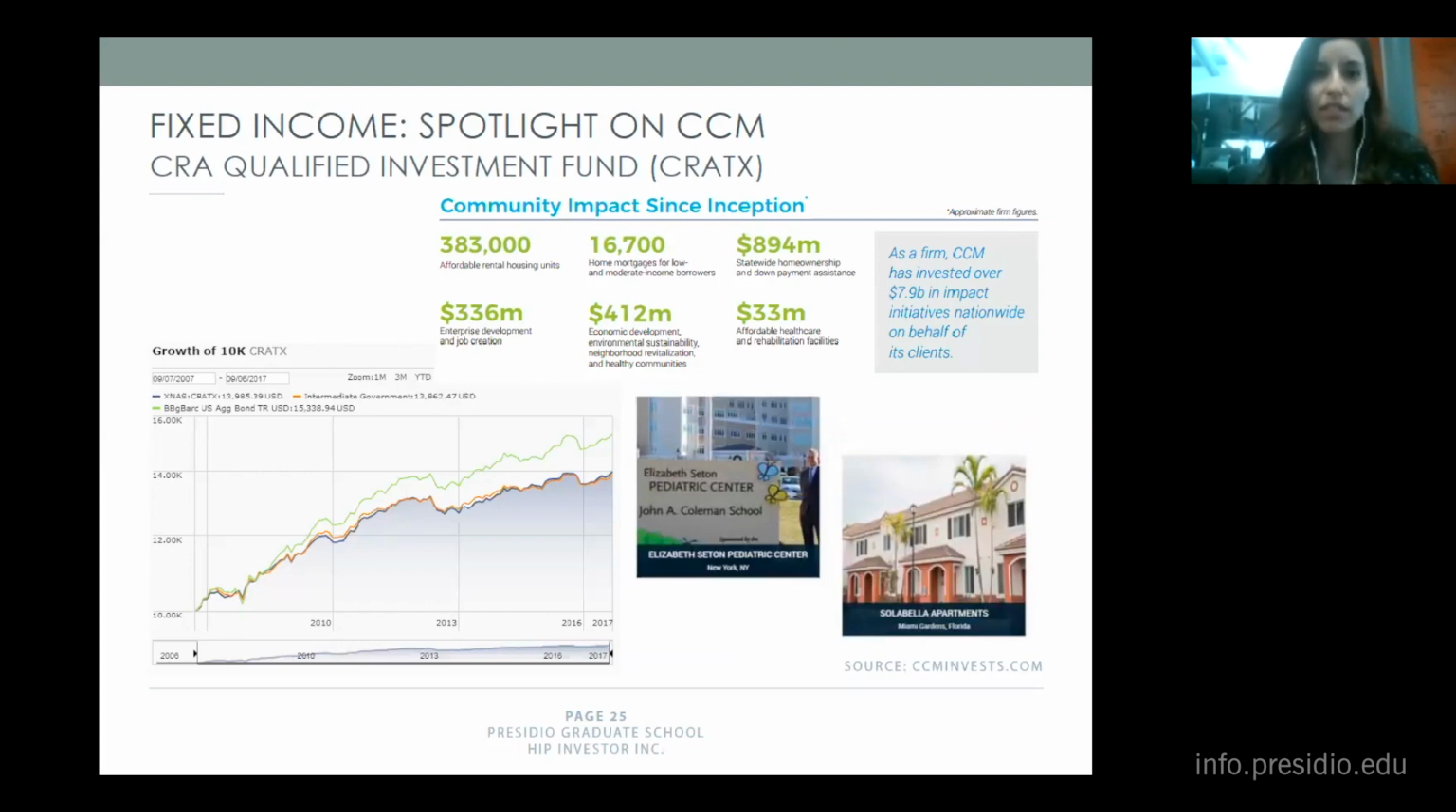It's comprised of investments deemed to meet the qualifications of the Community Reinvestment Act, which was intended to encourage banks and other savings institutions to help meet the credit needs of the communities in which they operate. And this includes low and moderate income neighborhoods. So for CCM, this fund has been responsible for the creation of almost 400,000 affordable rental housing units, almost $900 million invested in home ownership and down payment assistance, about $33 million invested in affordable healthcare and rehab facilities across their portfolio. They have some other really great impact measurements on this fund.